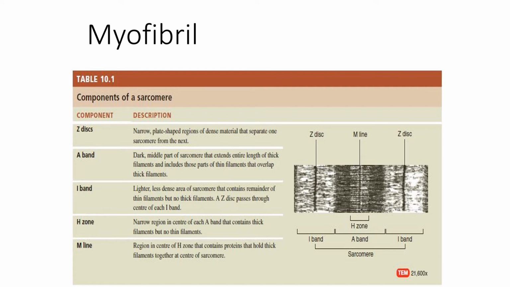We have the H zone, and the H zone can only be identified when the muscle is relaxed. It is the lighter region in the midpoint or the midsection of the darker A band where the filaments do not overlap. So this would be myosin or thick filaments only. And then finally we have the M line, which is the region or the middle of the H zone, and it contains a protein that holds the thick filaments together.